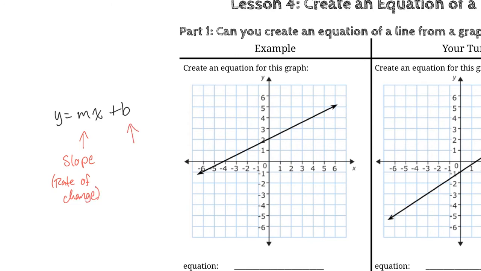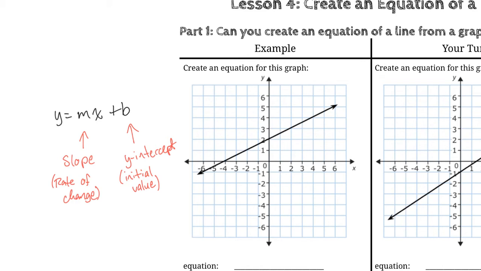And then b represents the y-intercept. You might be familiar with it as the initial value. And that's just where your line crosses the y-axis. And x and y in the equation will just represent any coordinate, any point that will be on that line. So when we create the equation of the line, all we really need is the slope and the y-intercept.